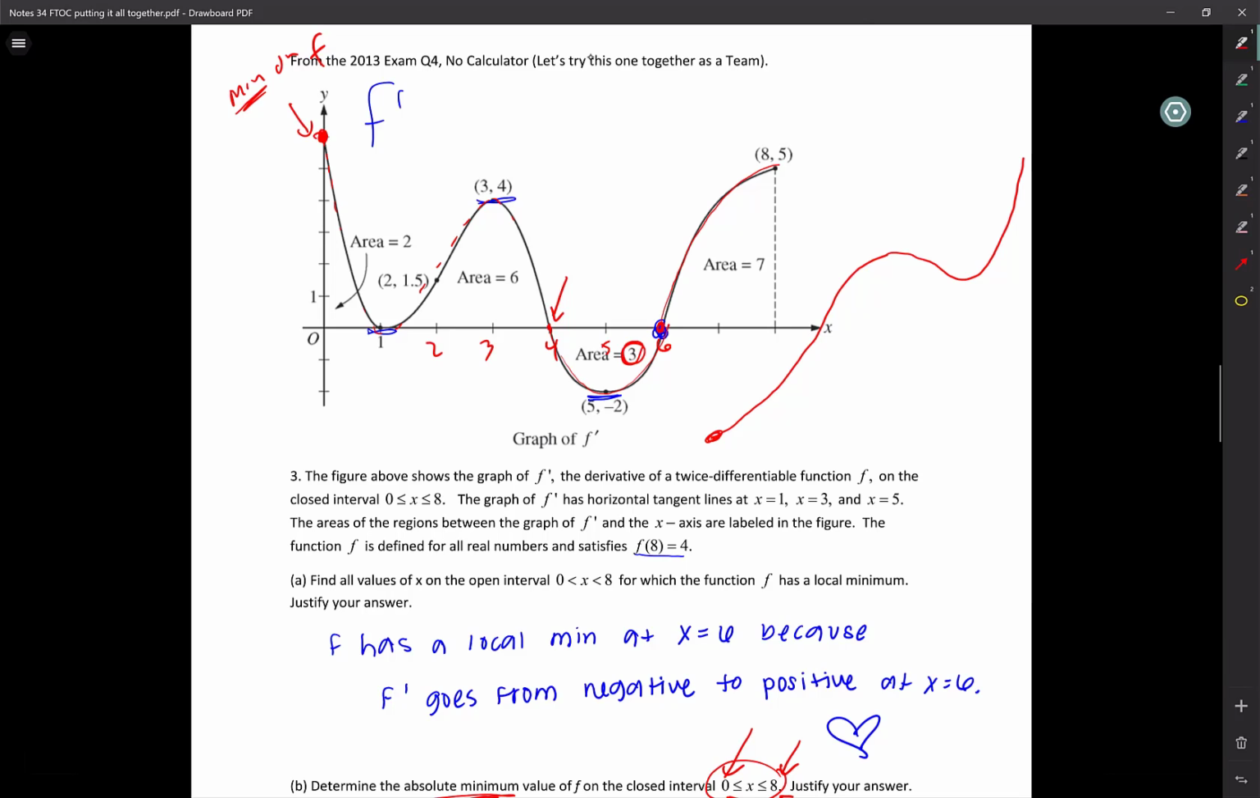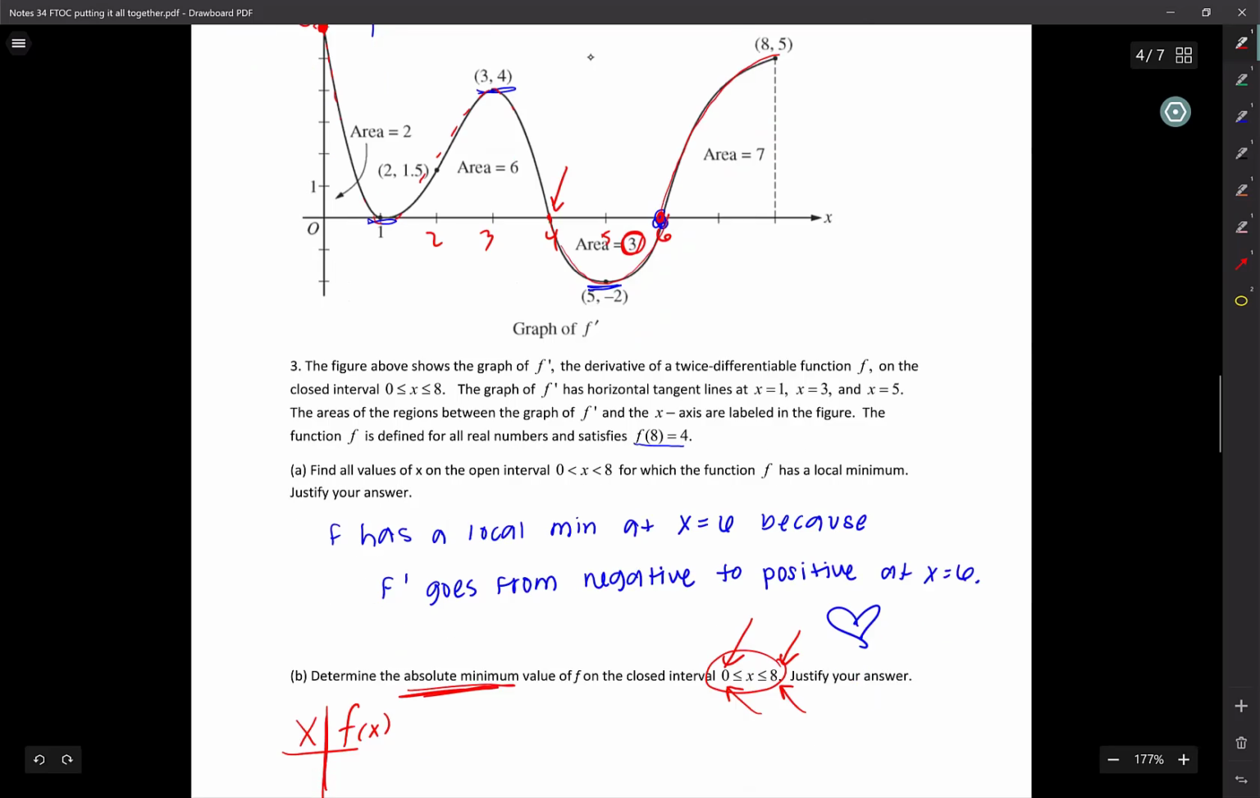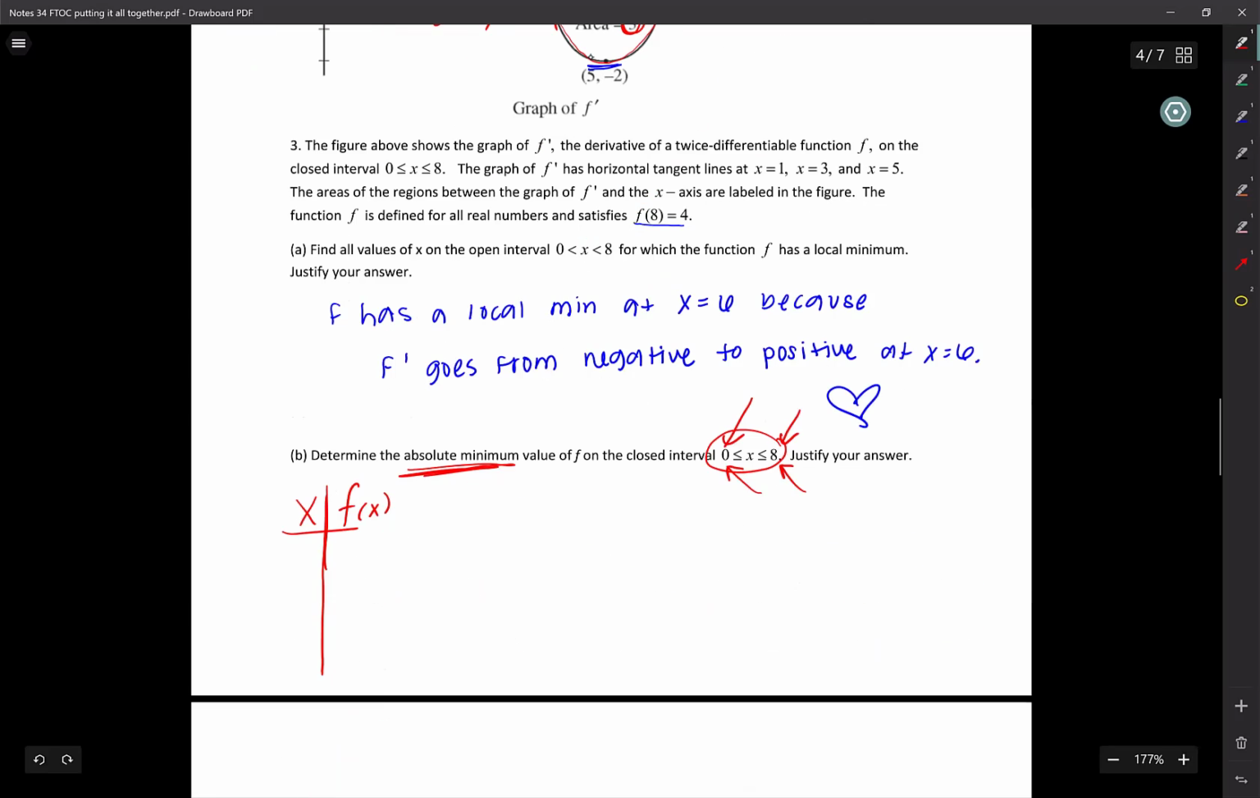Where are we at, Anna? At x equals 0. Yes. Why at x equals 0? Because that's the lowest point. Well, that's the lowest. Yes. I don't know how else to explain it. Yeah, no, you're right. I think you're going to explain it to me right now. Perfect. Yes, that is the lowest point.